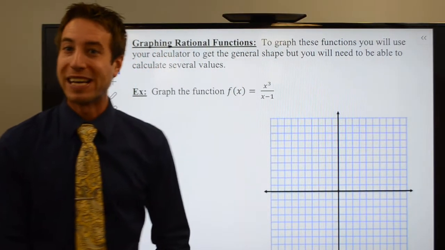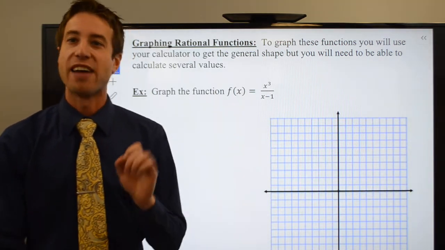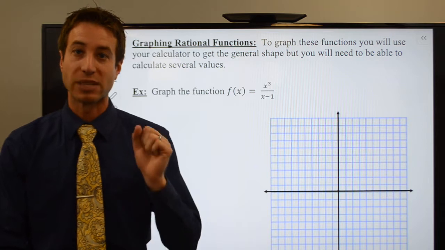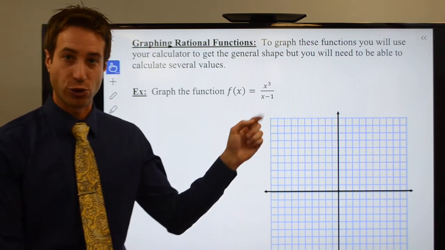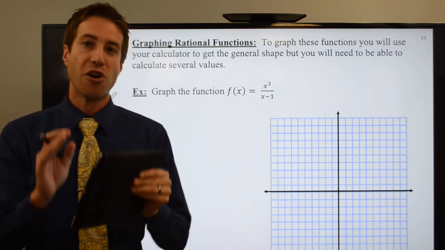Hi guys, welcome to this page of the notes, and what we're going to do now is take what we just learned about vertical and our 3 rules for finding horizontal asymptotes and apply it to graphing a rational expression. I'm really excited to go through this with you. I cannot wait, but I need to make a quick note first.